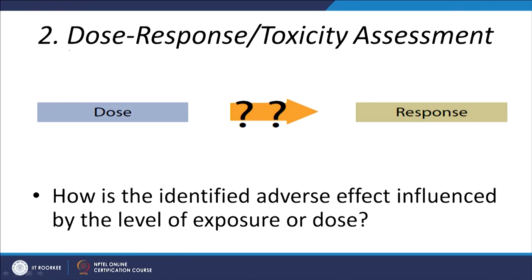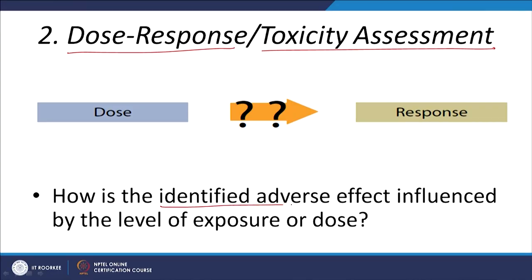So we will move on to the next aspect, as we did talk about dose response and toxicity assessment. Dose response is relatively self-explanatory. So here we need to look at what level of dose, or at what sustained level of dosage, there will be an adverse response in human health, let's say, right? So an example here is, how is the identified adverse effect influenced by the level of exposure or dose, right? For example, as I mentioned earlier, here we have different doses of the relevant compound and different adverse responses, right? We are going to look at this in greater detail.